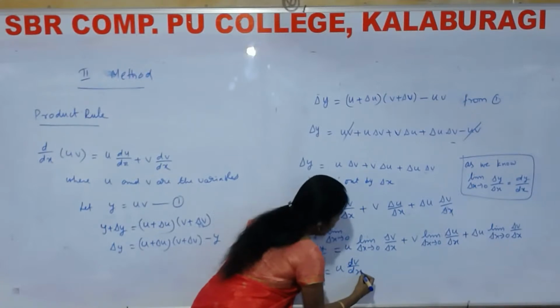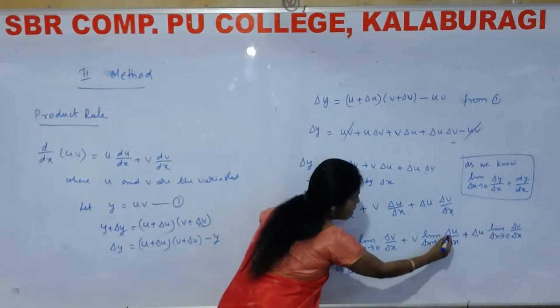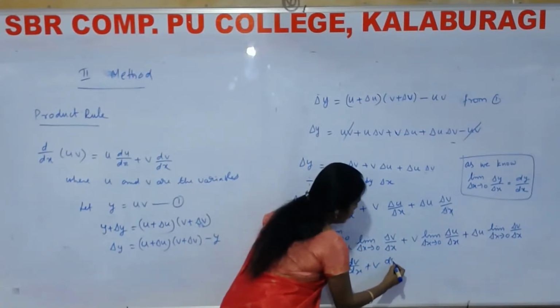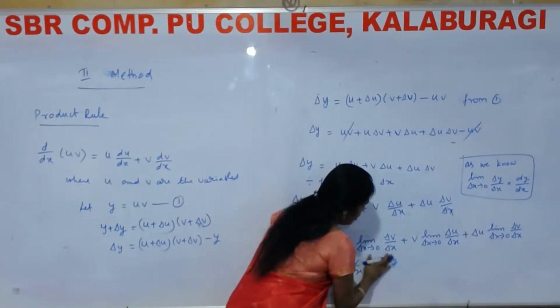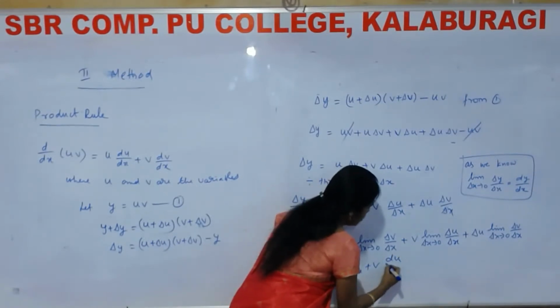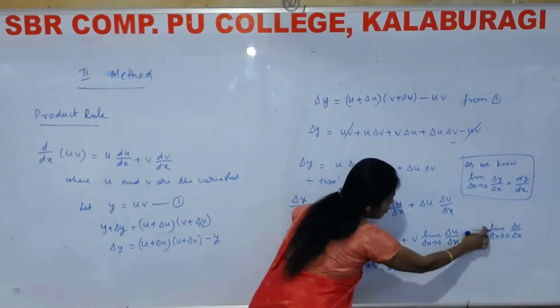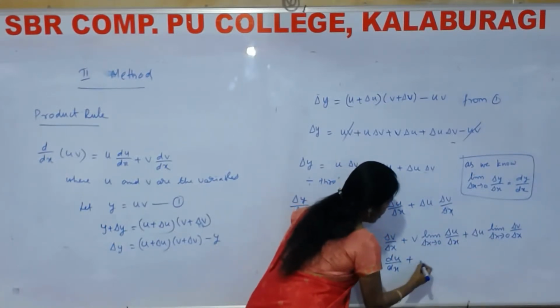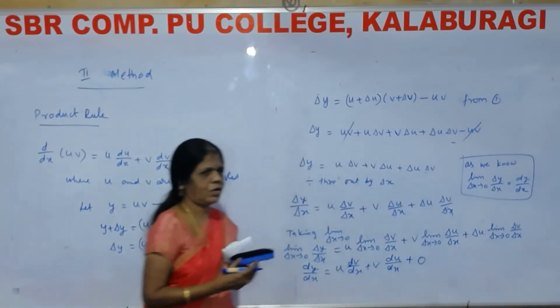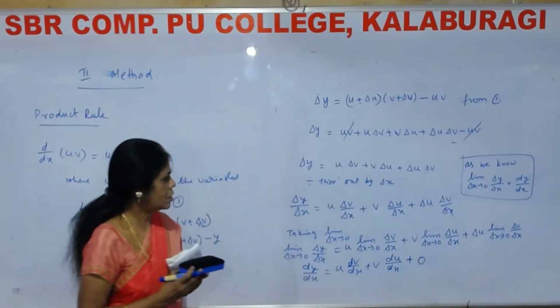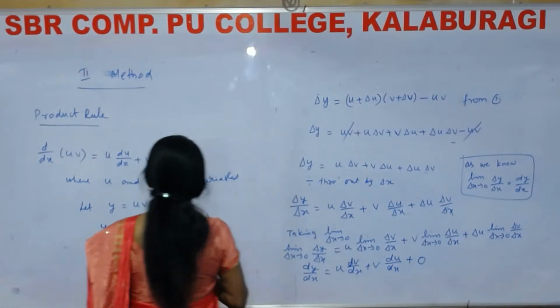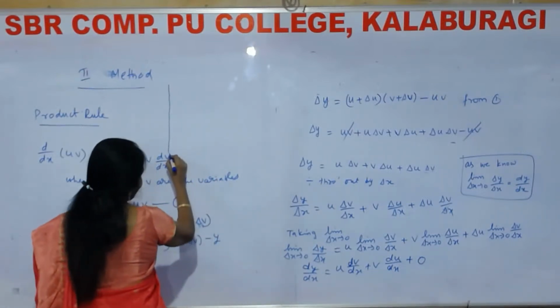Plus v into du by dx. Even though this is du by dx, delta v is close to 0, and that should be considered. Right. So is it easy? Easier?